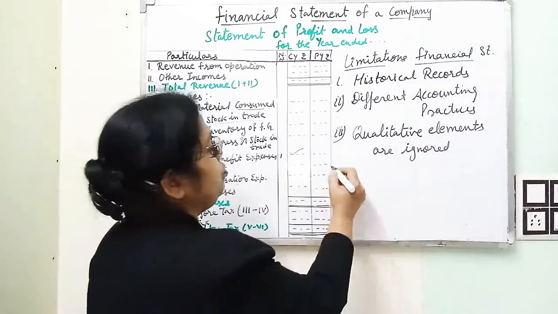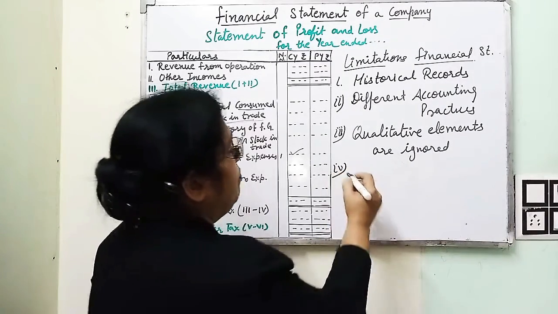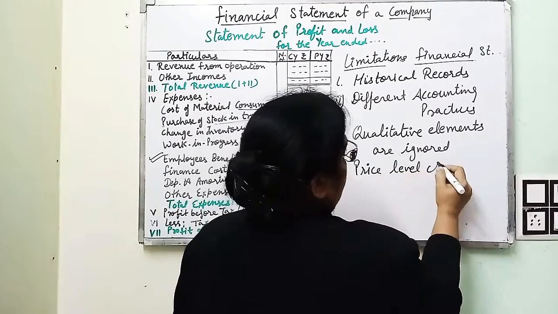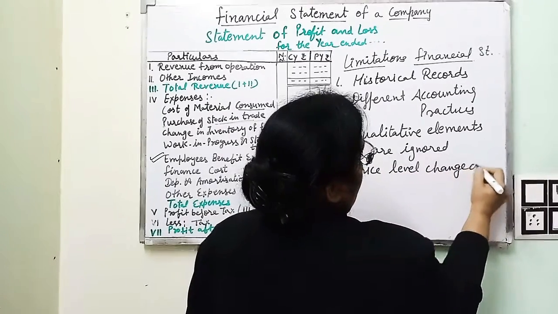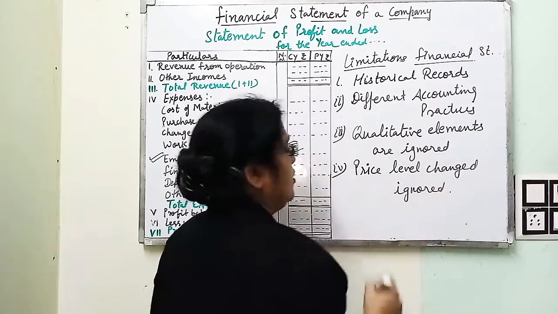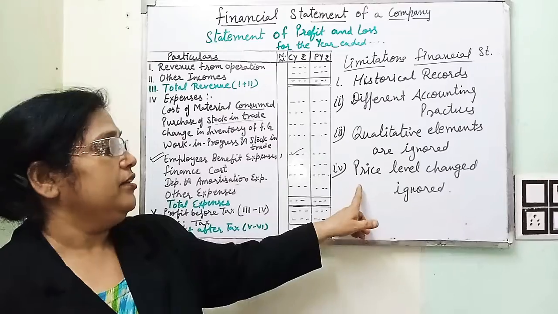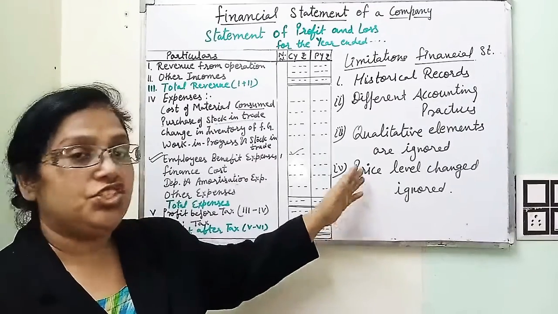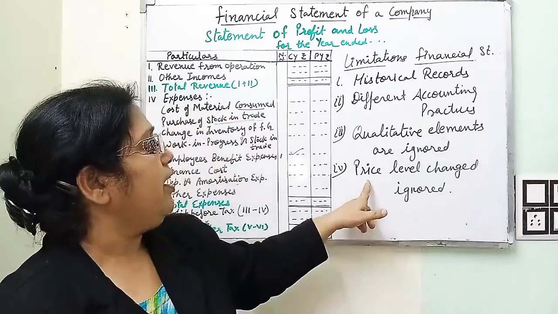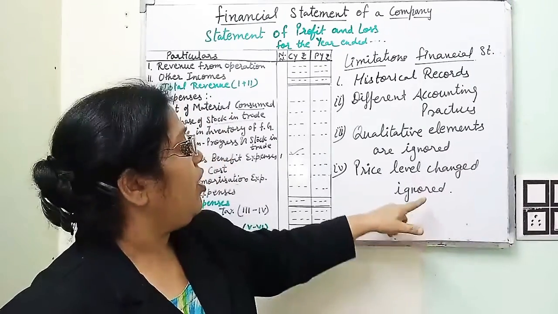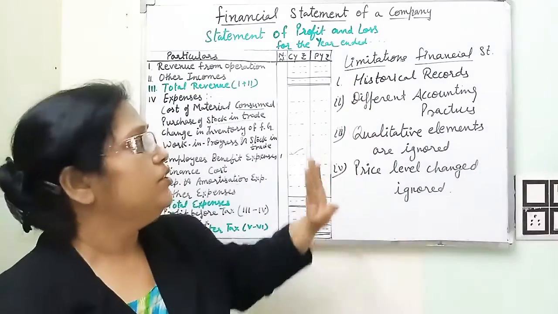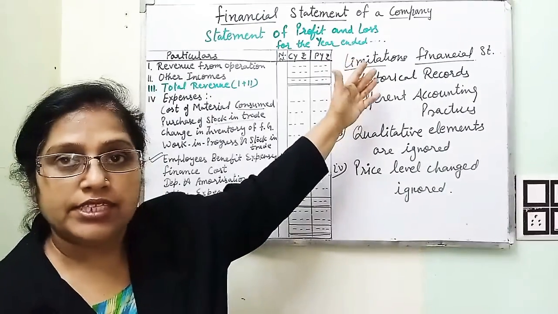Next, fourth point is price level change ignored. Prices of different items or different transactions have changed from past decades to now, but they are ignored, and all the transactions are recorded at their historical value. So these are the limitations of financial statement.